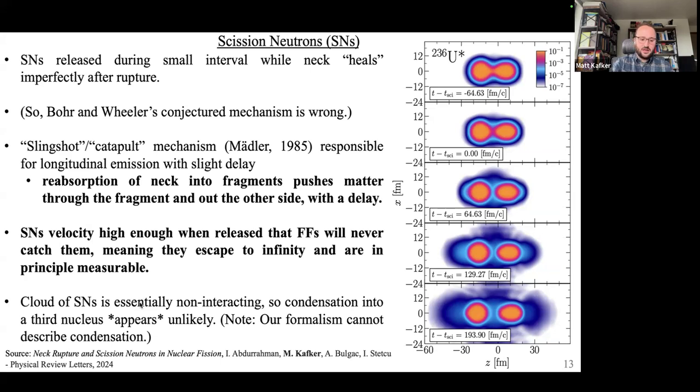So we believe that, for example, something like a condensation to a third nucleus is unlikely, although I want to stress that our formalism can't actually describe condensation itself, but in order to have condensation, you need to have a three-body collision, and since the number density is so low, that should be an exceedingly unlikely process. So if you're looking for an explanation of how you could end up with 3 fission fragments instead of 2, it is unlikely to be this process that we're describing here. Okay.